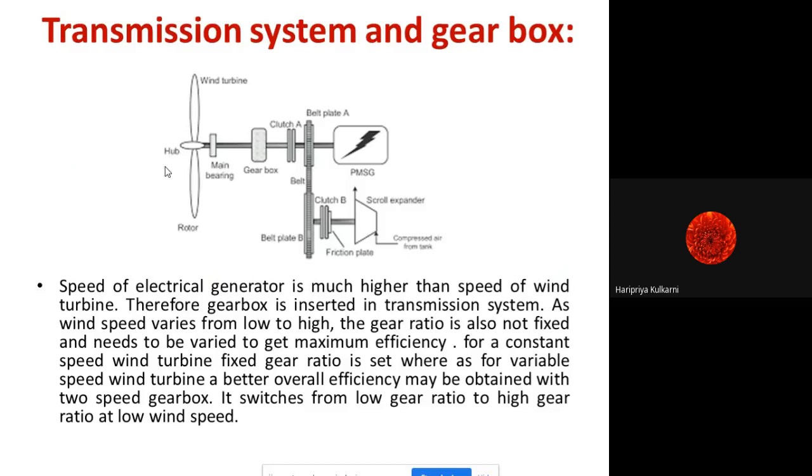Now, the transmission system and the gearbox. So all this assembly is required because wind speed is not in our hand. It is always going to vary. So we can adjust the speed with the help of a gear ratio. Okay, so with the help of the gearing assembly, we can maintain some speed and accordingly we can generate.